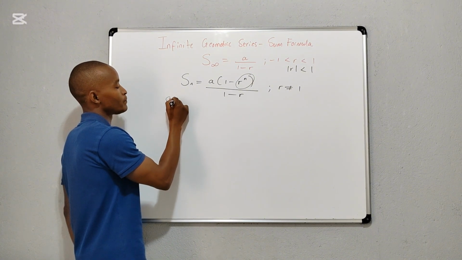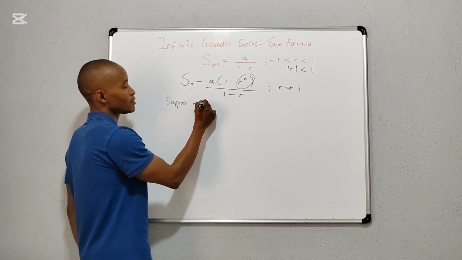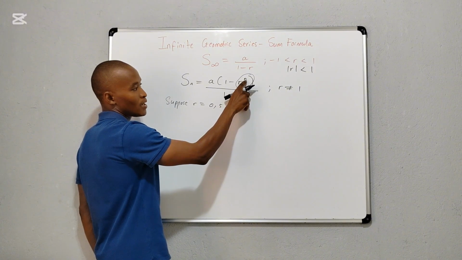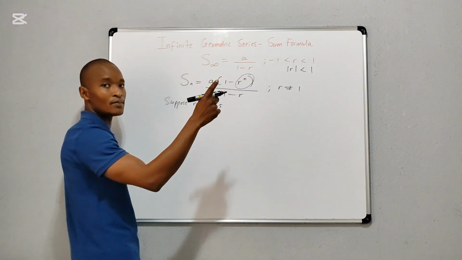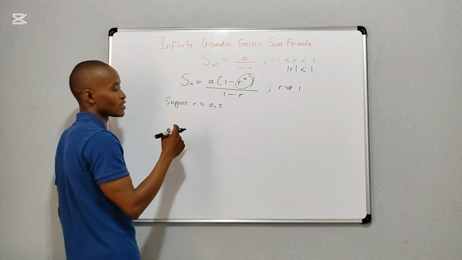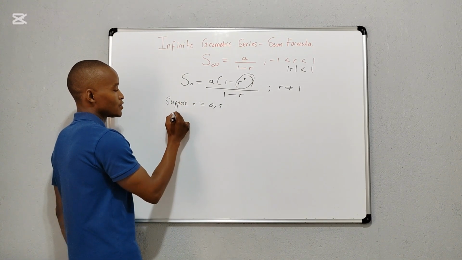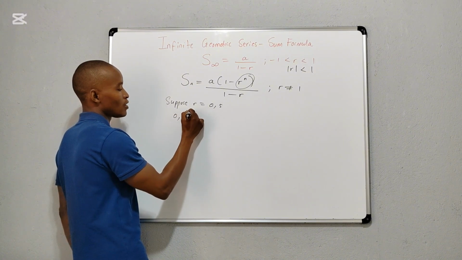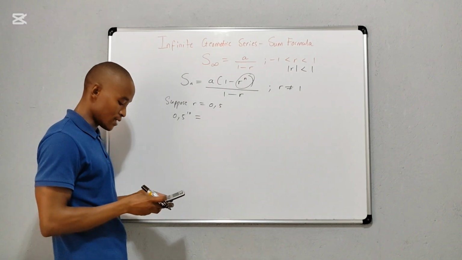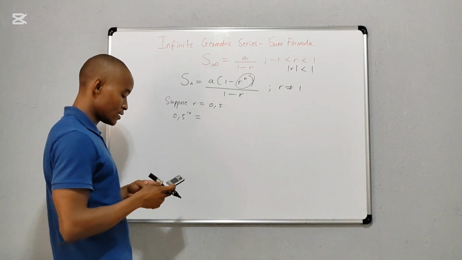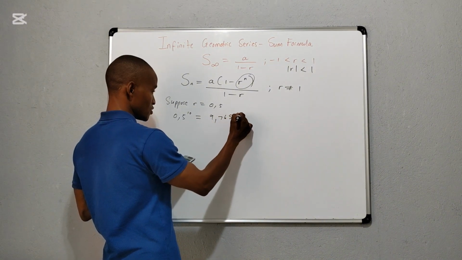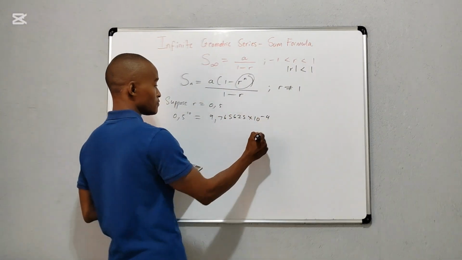Suppose r is equal to 0.5. So we're going to play around with different n values and increase them to see what really happens to the behavior of that power, or if you like, exponential function. So 0.5, let's say to the power of 10. Let's take out our calculators and test that. 0.5 to the power of 10, we get 9.765625 times 10 to the power negative 4.